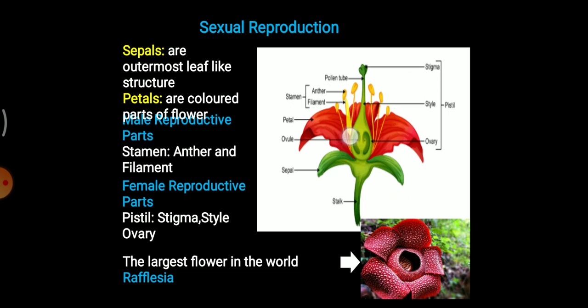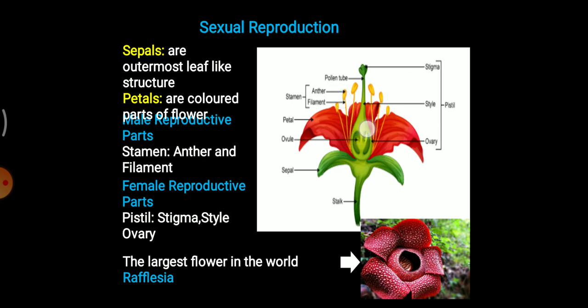That is this yellow one. This yellow portion is the male reproductive part of a flower, which we collectively call the stamen. The upper portion of this yellow part is known as the anther, and the small thread-like structure attached to this anther is the filament. So the stamen is the male reproductive part, which consists of an anther and a filament.